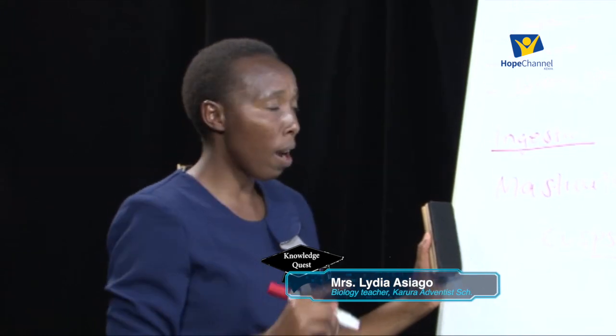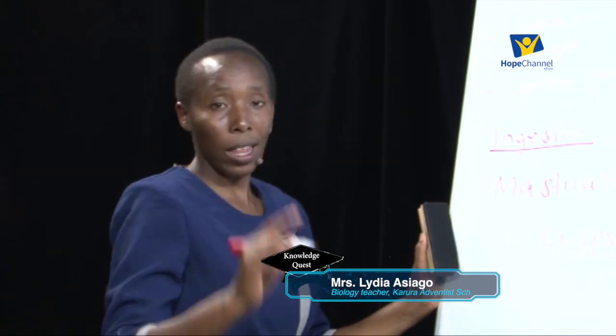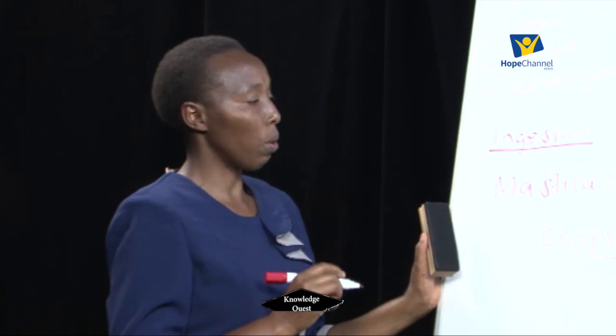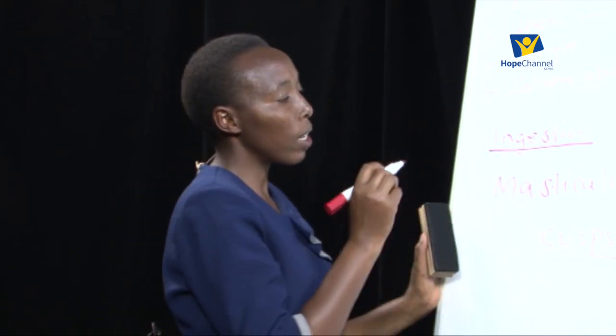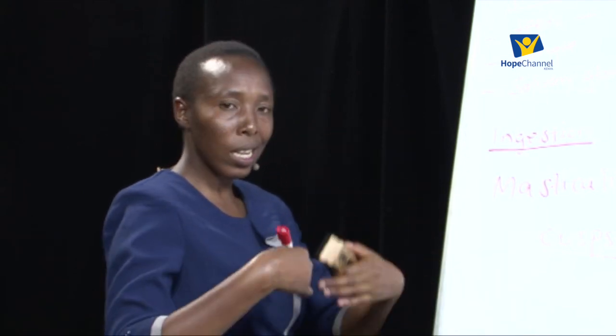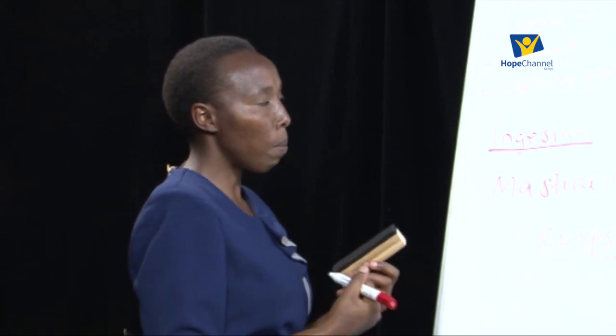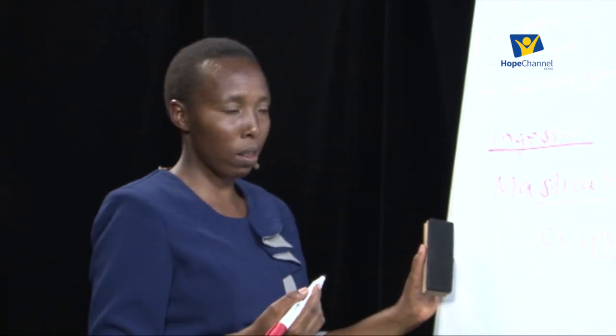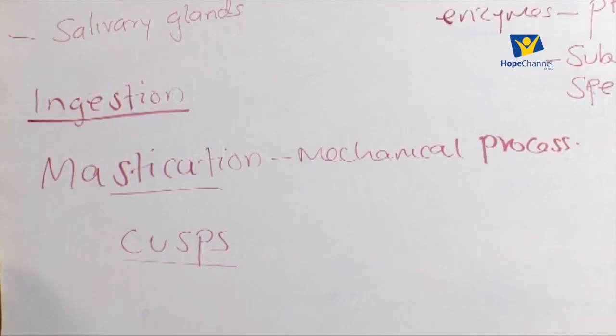I hope you are getting the function of the teeth that you have. Without the teeth, you may not achieve the process of digestion. So the teeth are breaking down large food particles into small ones so as to increase the surface area for enzyme action. And that is why we said that process is known as mastication. It's a mechanical process. It's not a chemical process. Enzymes have not worked on it. That's why we are saying mechanical process.